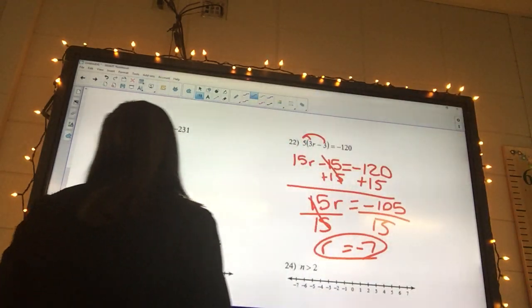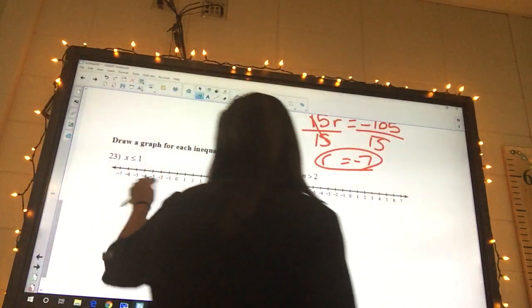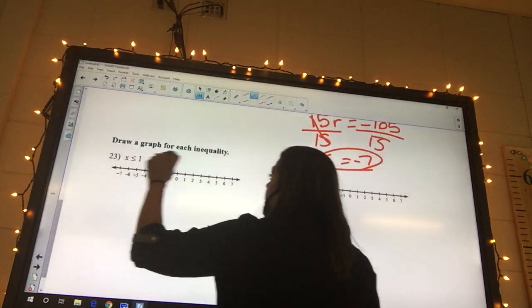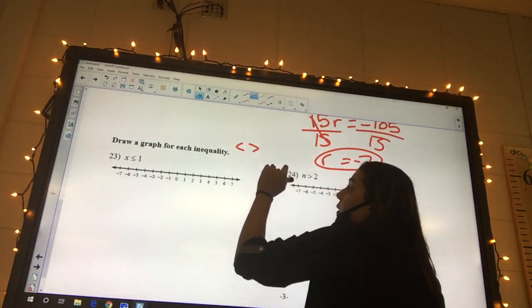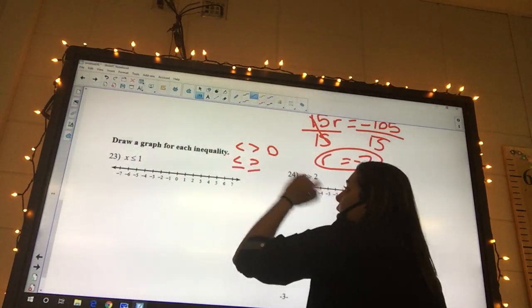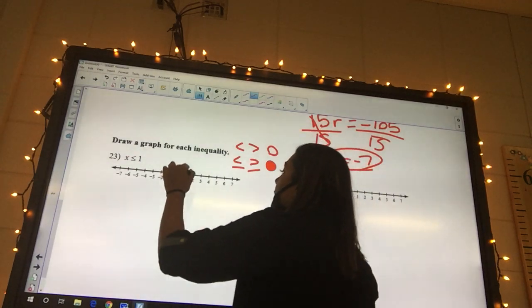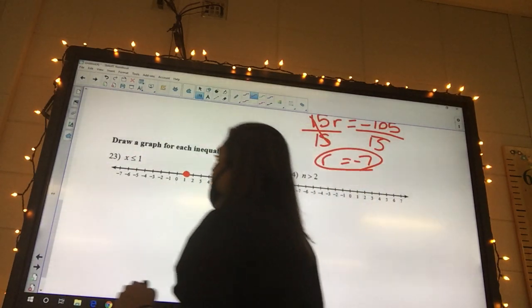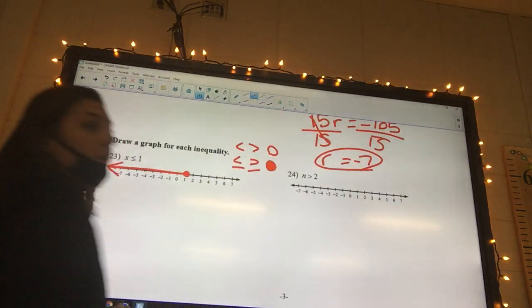It should be. Okay, the next one says draw a graph for each inequality. Okay, so we're just drawing what the inequality should look like. So, should this be open or closed? Closed. Well, what are you looking at? This should be open. Okay, these are just notes in case you accidentally forget, and it should be closed. Okay, so at the 1, it should be closed, going in which direction? Left. Going to the left.